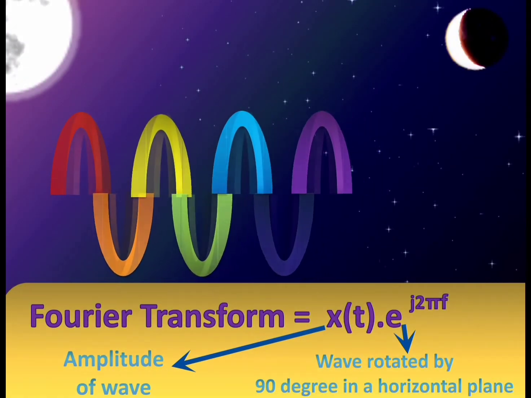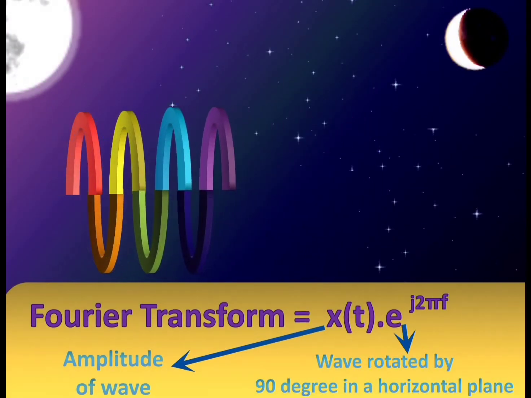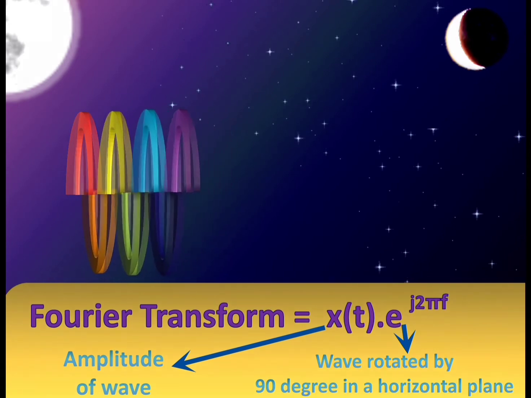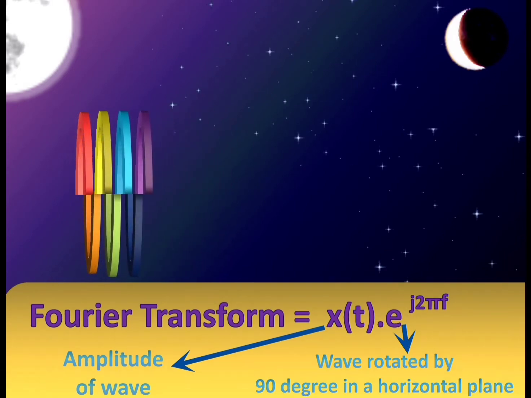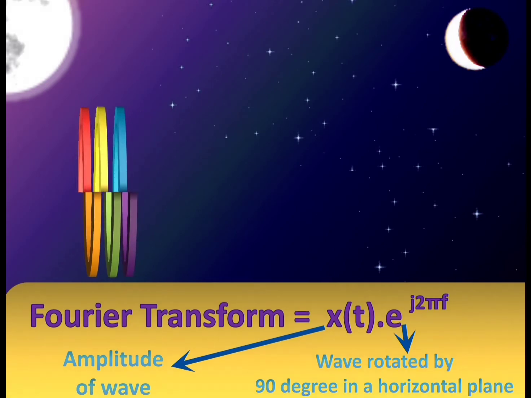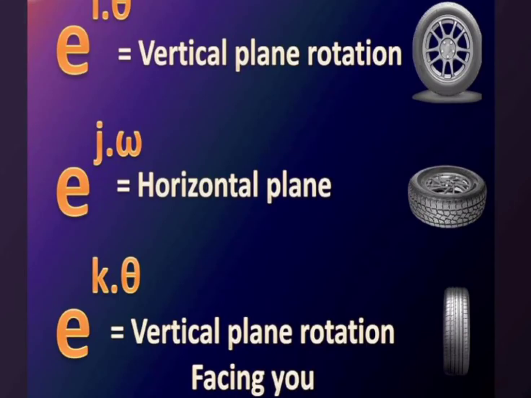A Fourier transform is literally plucking out a wave and rotating it by 90 degrees in a horizontal plane. That is what the e raised to j term means. The e raised to j term means that the rotation is happening in a horizontal plane. If instead of e raised to j, it was e raised to i, it would mean that the rotation is probably happening in a vertical plane. E raised to j usually is what denotes rotation in a horizontal plane.